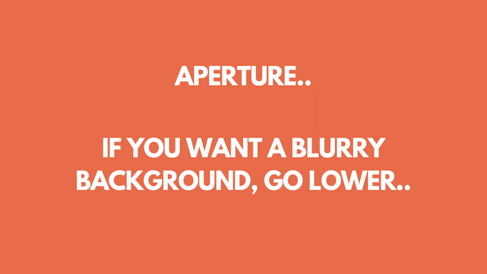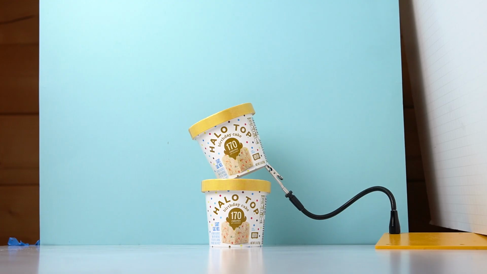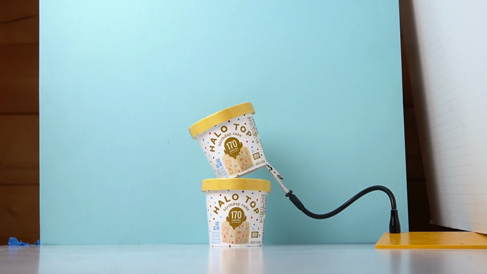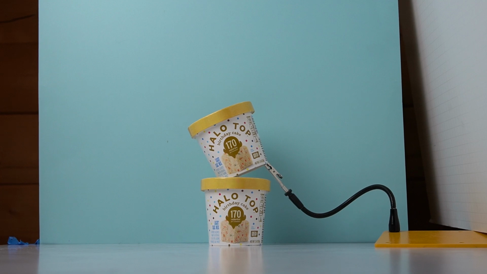So this will depend on whether you want more in focus or you want to have more of a blurred background. So in this case, I want to have most of this scene in focus, that being the background, also the products. And so for that reason, I'm going to increase my aperture to about 5.6. And as you can see, it gets a little bit darker because less light comes in. However, more will be in focus the higher the aperture.